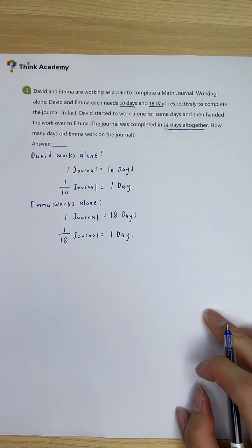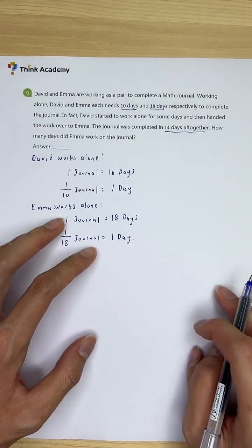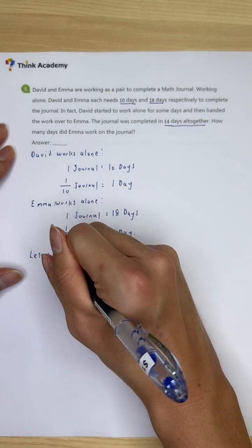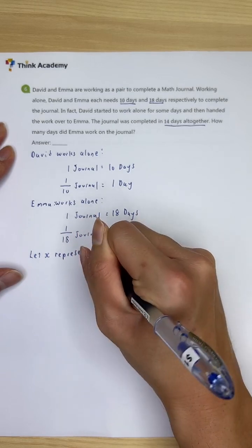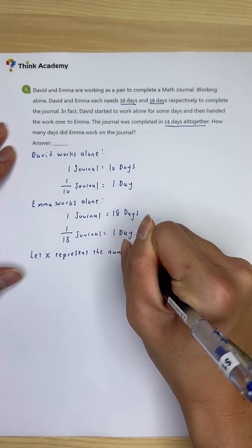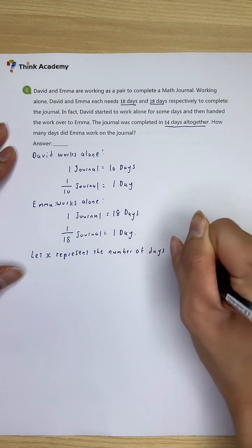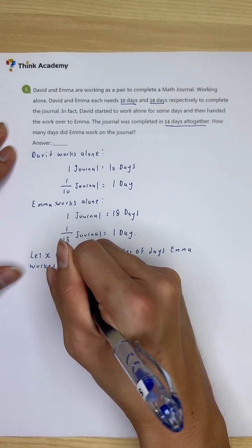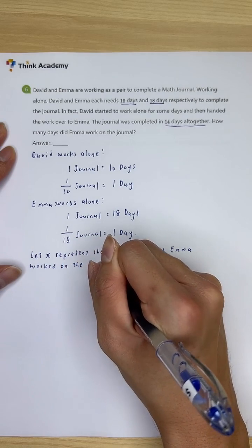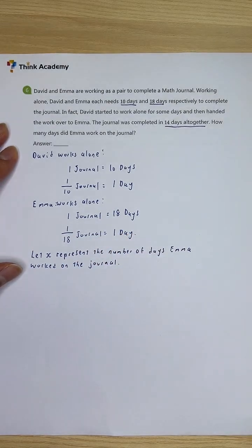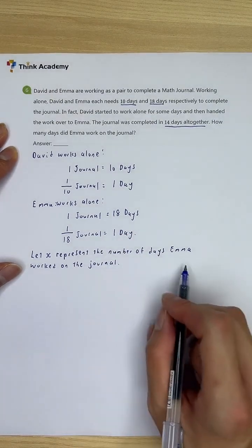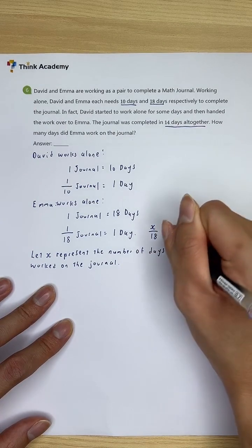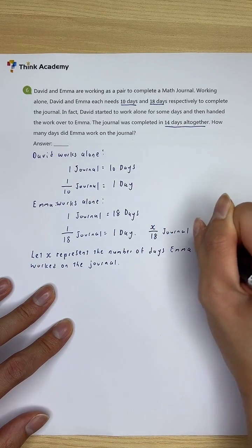So, because we are looking for how many days Emma worked on the journal, we are going to let X represent the number of days Emma worked on the journal. So naturally, how much would she have done? She will have done X over 18 of the journal. We got X days for her.